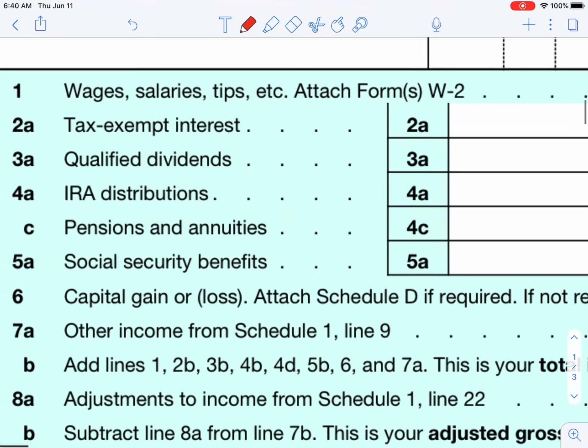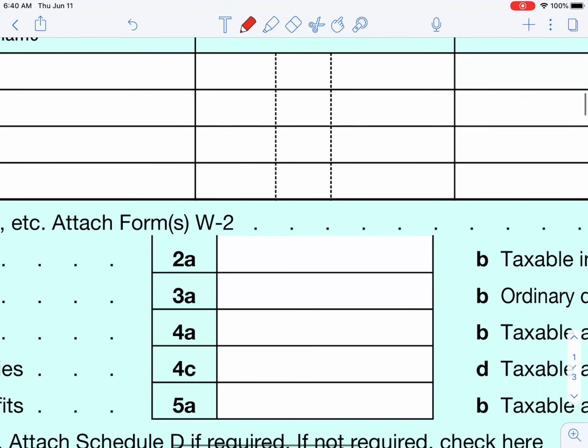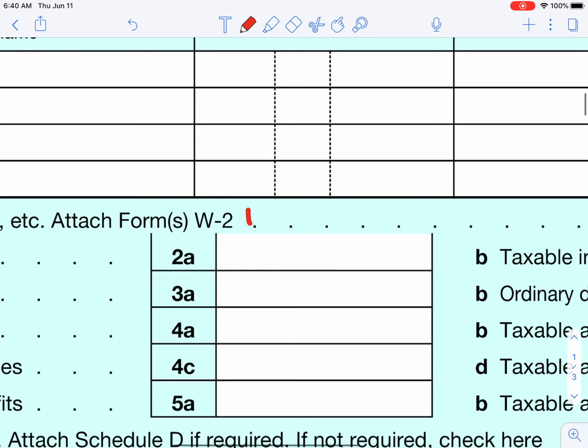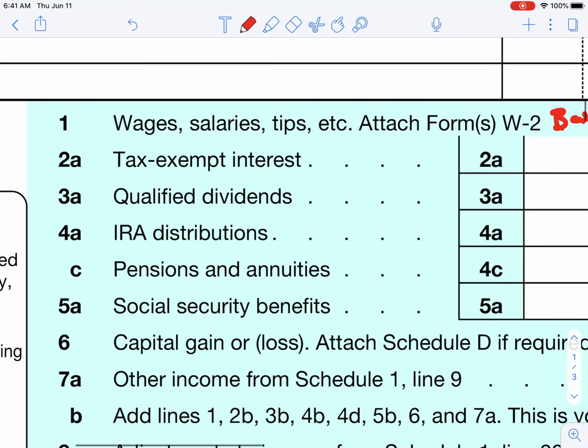So when we're in Notability, we see the first thing is wages, salaries, tips. And this is from box 1 of W-2. If I was doing Boris, I'll write 65,000.